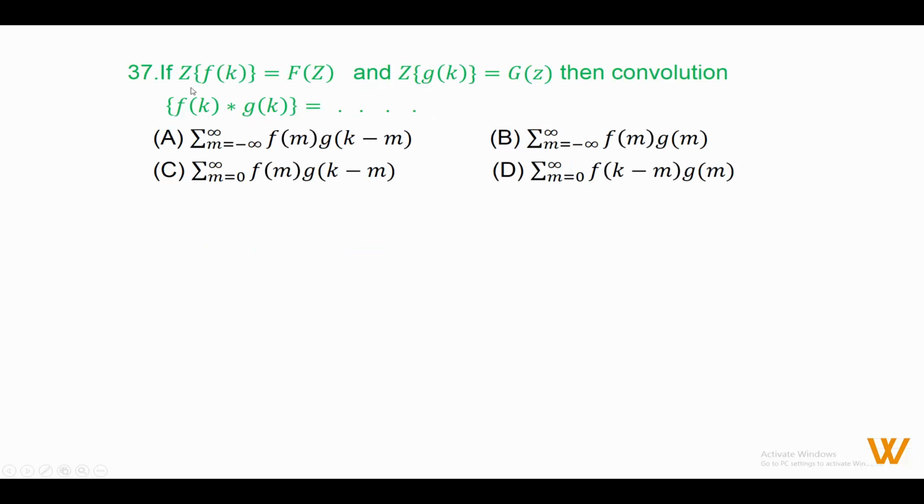37. If Z transform of f of k is capital F(z) and Z transform of g of k equal to capital G(z), then convolution theorem is Z transform of f of k star g of k is equal to dash dash dash. By convolution theorem, Z transform of f of k star g of k is equal to sigma m varies from minus infinity to plus infinity f of m into g of k minus m. Answer is option A, sigma m varies from minus infinity to plus infinity f of m g of k minus m.